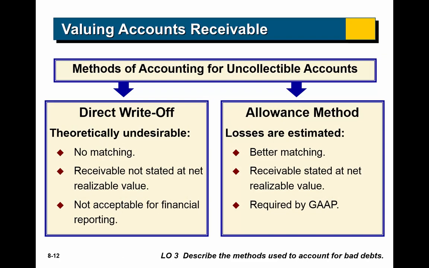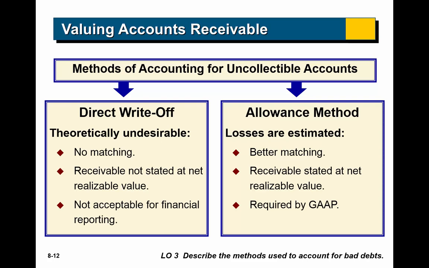All right, so there's 2 ways for us to figure out what's uncollectible. The first is what's called the direct write-off method. It is not the preferred method, and it's not the method used by almost anybody in business, okay? But it's still there. The problem with it is that we just wait until someone can't pay us, and then we write that off. Sounds simple, and it makes sense.